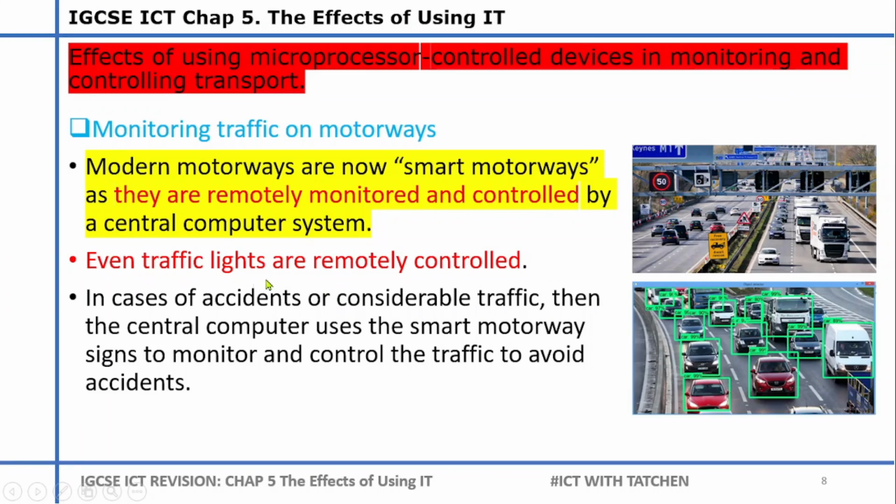And then even traffic lights are remotely controlled. At times, if there's so much traffic congestion at a particular place, they can redirect it to another area using traffic lights. That's also very fascinating and an important thing you need to take into account. In cases of accident or considerable traffic, the central computer uses the smart motorway signs to monitor and control traffic to avoid accidents. There are even applications that will prompt you that there is a checkpoint ahead or an accident ahead. These advancements are making life better and preventing accidents on our roadways. It's really good.